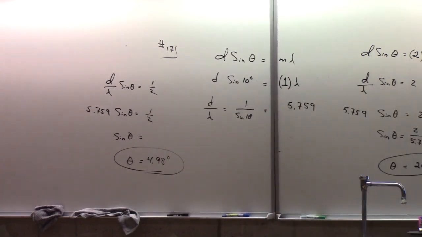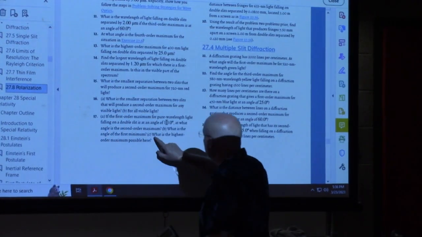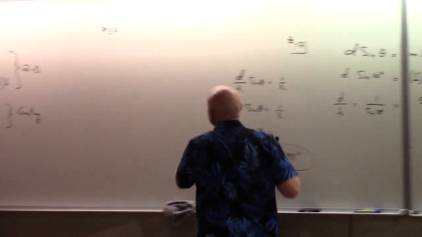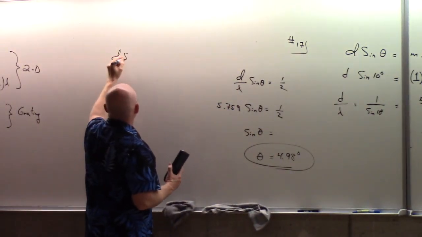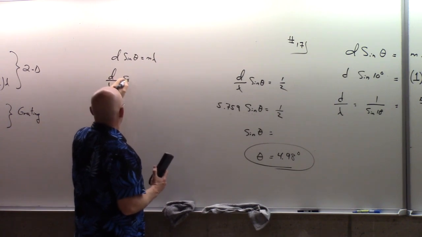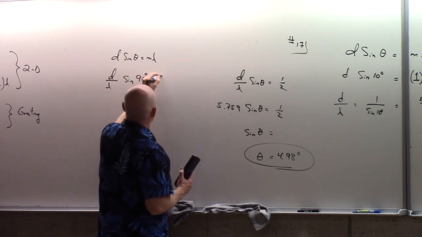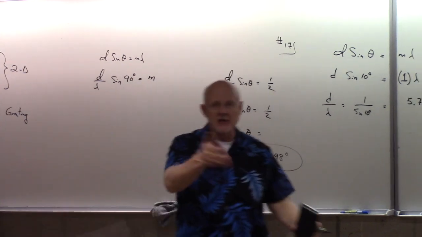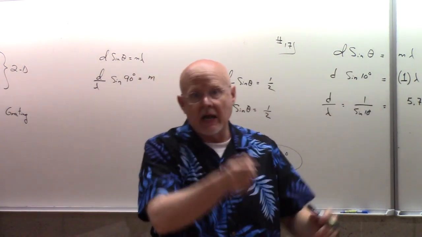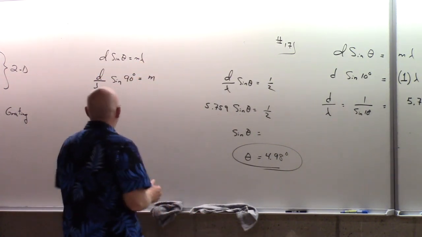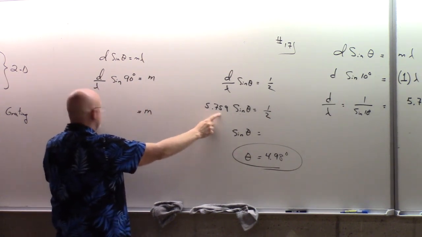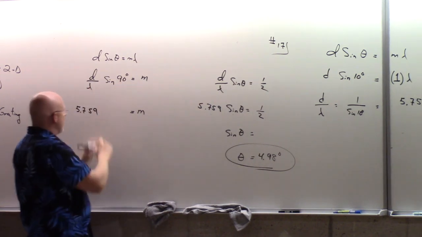But what I really wanted to show you, and this is what reminded me when I came back, is notice that on part C, it says what is the highest order that is possible. And so taking this equation for number 17 again, d sine theta equals m lambda, and moving the lambda over to here and making this statement that I was trying to say earlier, you cannot have an infinite number of m's. M gets bigger and bigger, but eventually the angle gets to 90 degrees and that's where it maxes out. And so for me to solve what the biggest m is, I could put in 5.759 and then put in an angle of 90 degrees.